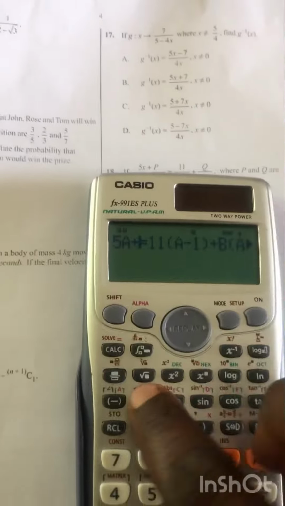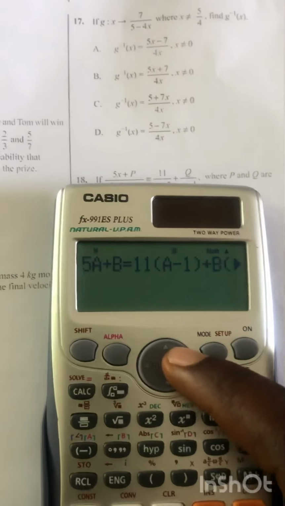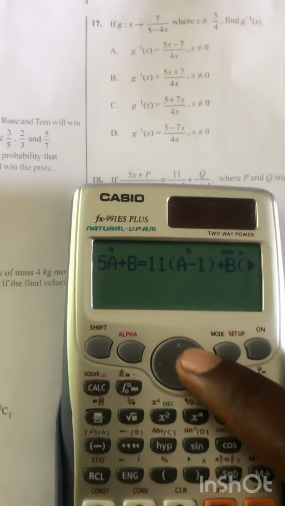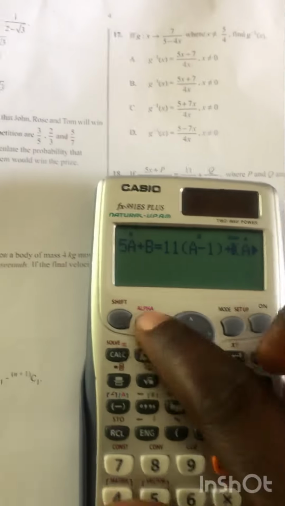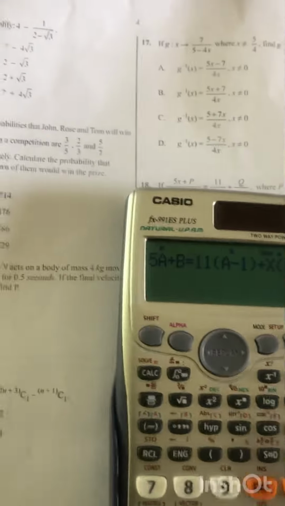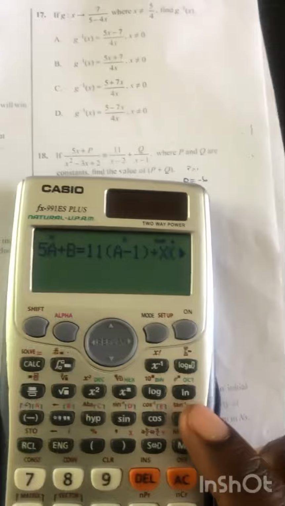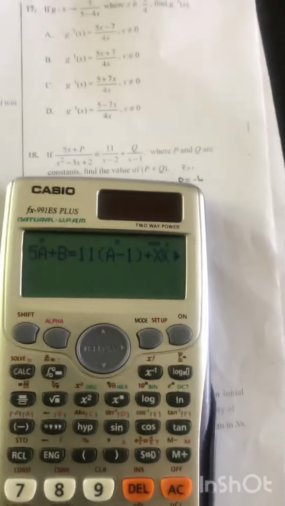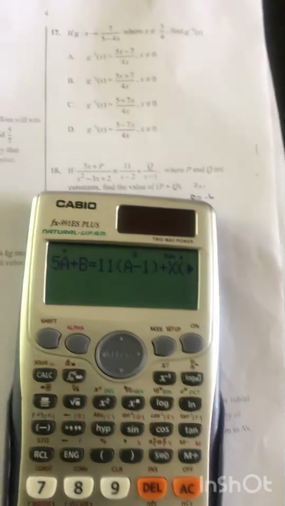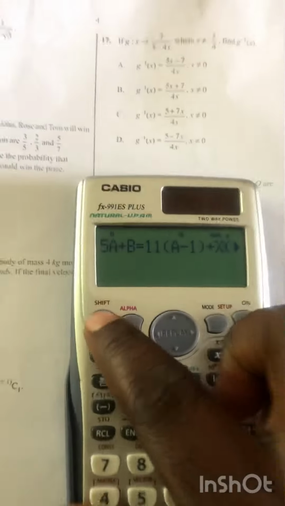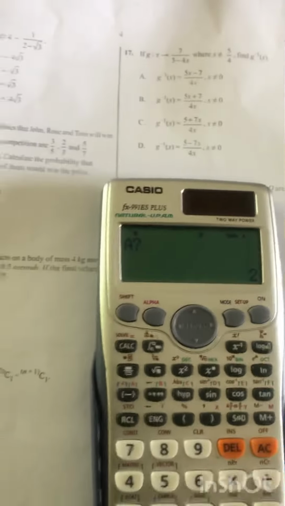So p will become b. Then I change q to be x. So I change b to be x. Now I'm supposed to find q. So this time around, I put in p to be equal to 1 because we've already found p, so that we can find q. So I press shift solve.